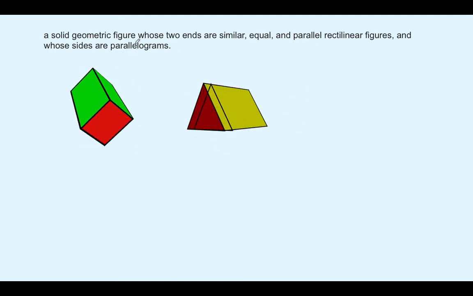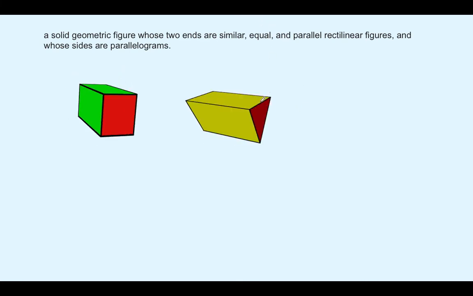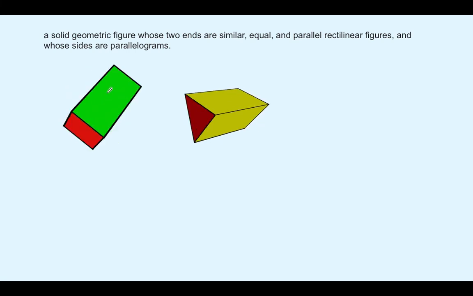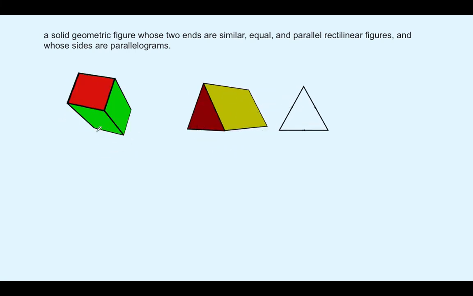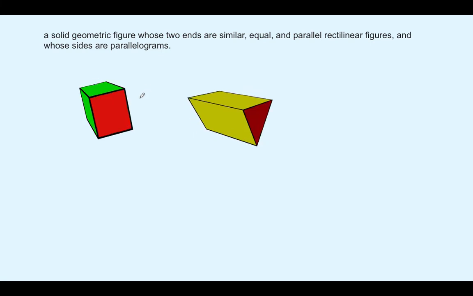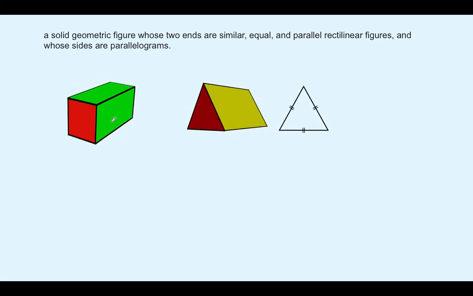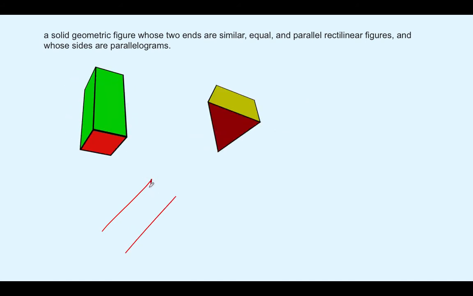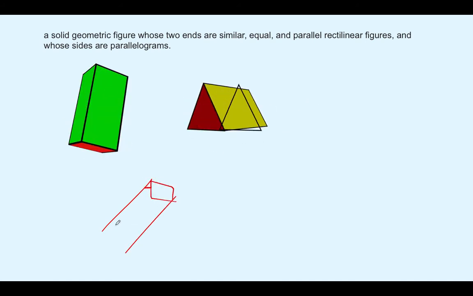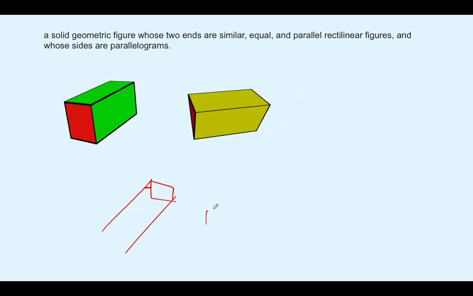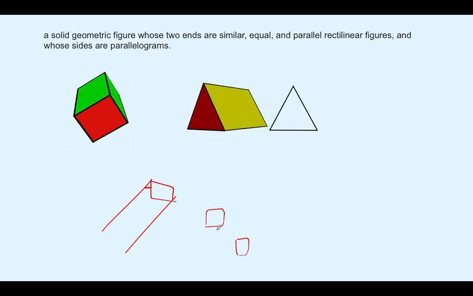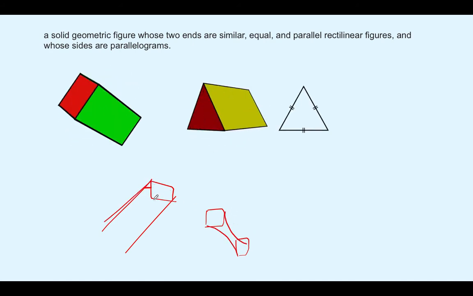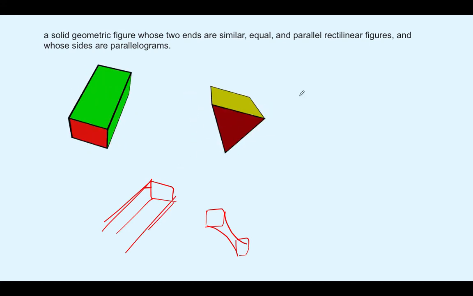So prism is a solid geometric figure whose two ends are similar, equal and parallel. So if you look at this shape, you can see that the two ends which are colored red are same on both sides. So they are equal, they are parallel to each other, and rectilinear means there is no curve space between them. If I make it here, you can see that there is no curve space between them. But if I make two rectangles here, and if there is a curved space between them, then this is not a prism. Prism is when all the sides are parallel and rectilinear.